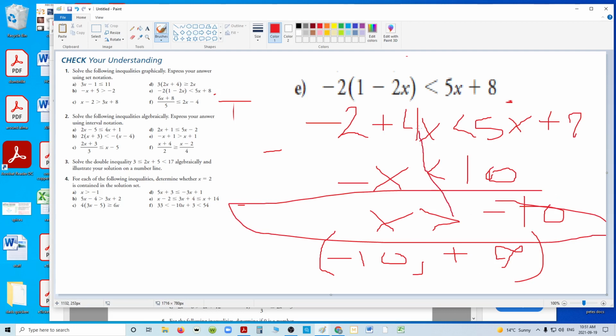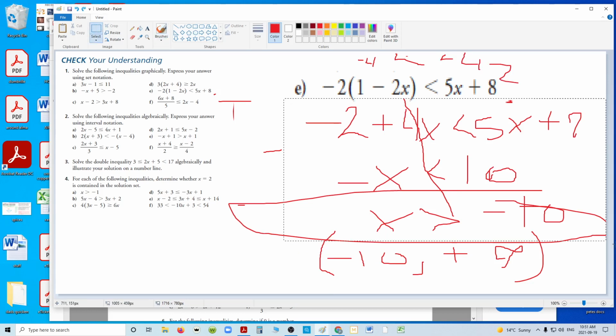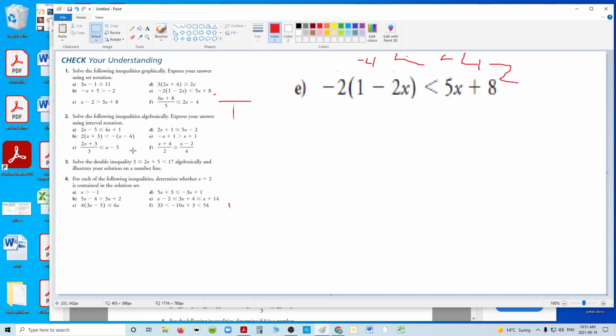Very quickly, if I put in -10, I get 1 plus 20, 21, times -2, I get -42. And over here, I get -50 plus 8, which is -42. So you can see that -10 is right on the border. And I'm not going to bother testing the other ones because I know it's probably correct. Okay, and here's the last one.